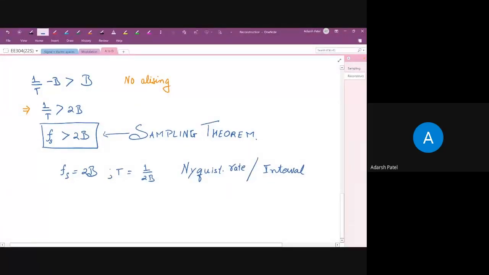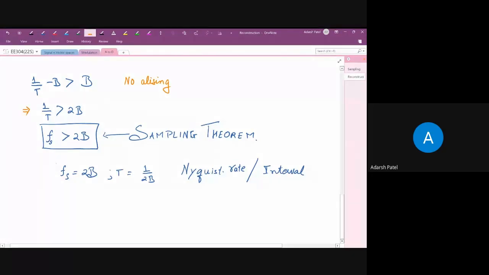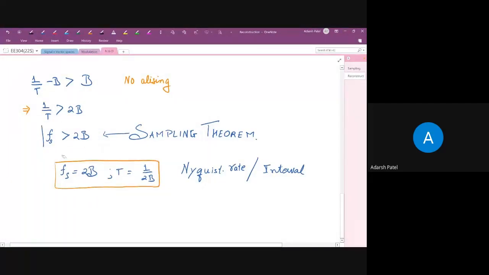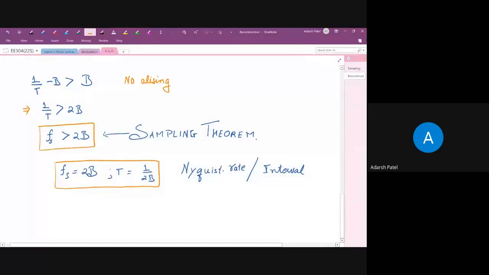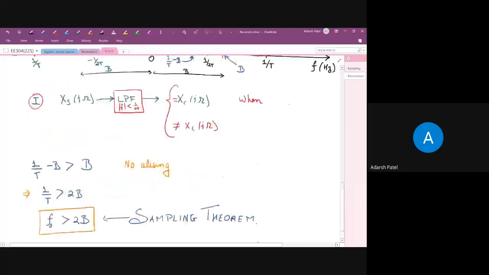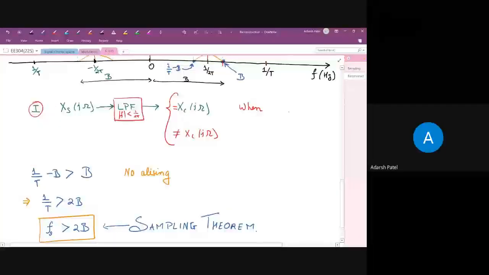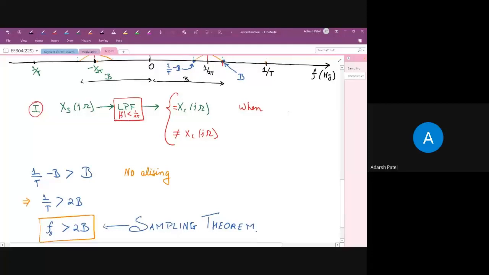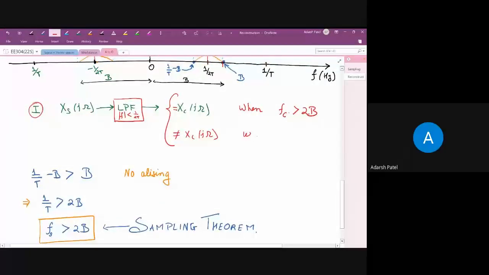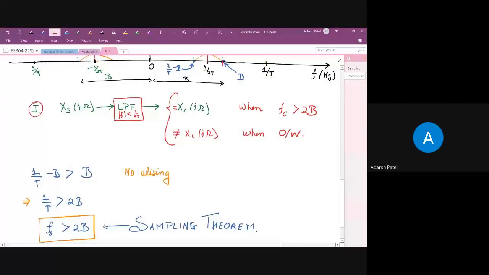Nyquist rate or the Nyquist interval. Yeah, so these are some of the important conclusions. Now we can come back here because we have already seen this. So this is equal to this thing when, what should I write here? When fs is greater than 2b, is it or not? And otherwise, this is not equal to xc. This is what we have deduced.